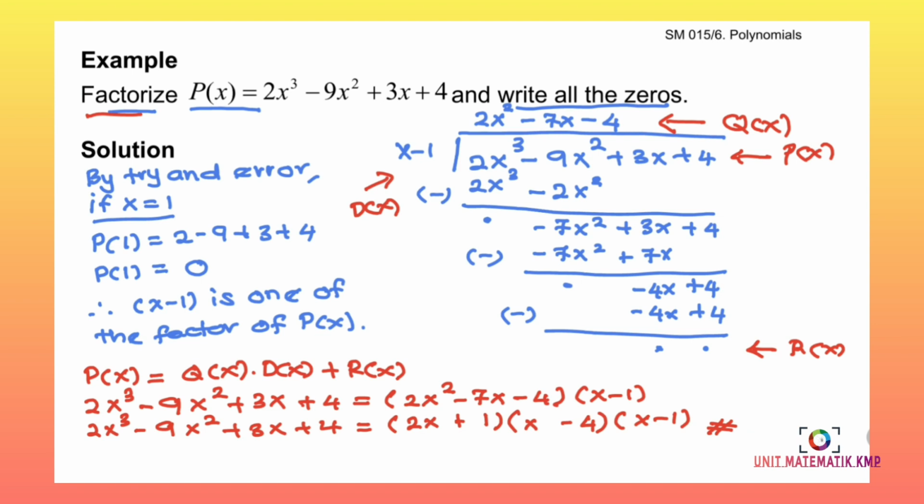Next we want to find the zeros of the polynomial. From here, actually, we can find the roots. Let's find the roots first. The roots.